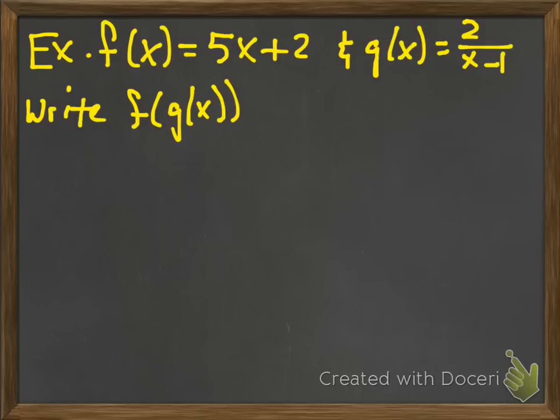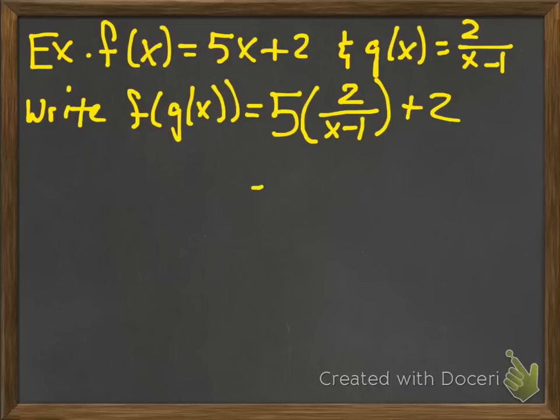So here's one of my last examples, and we're saying f of x is equal to 5x plus 2 and g of x is equal to 2 divided by x minus 1. To say f g of x means I'm going to put that 2 divided by x minus 1 completely in place of the x of the f function. So that would look like 5 parentheses 2 over x minus 1 plus 2. Distribute the 5.